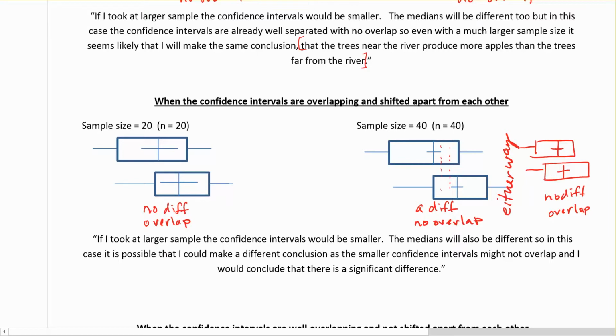So if I took a larger sample, the confidence intervals would be smaller. The medians will also be different. So in this case, it is possible that I could make a different conclusion as the smaller confidence intervals might not overlap, and I would conclude that there is a significant difference. So again, that's this idea that with big confidence intervals, I see the overlap and I would say there's no difference, but with smaller confidence intervals, I might end up with a situation where I would say there's a difference because there is no overlap.